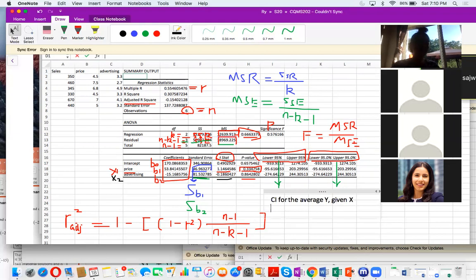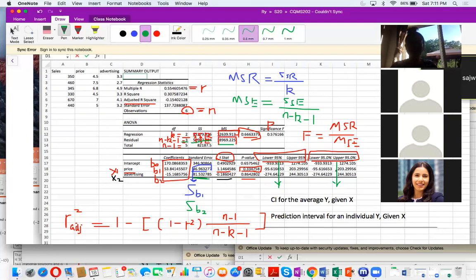And the second one is a prediction interval for an individual y given x. So that is the only thing I want to point out.